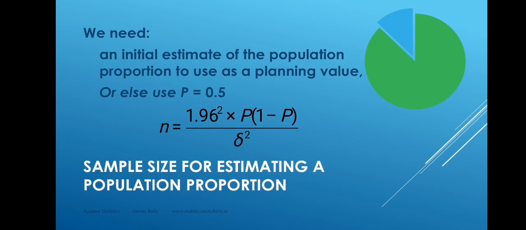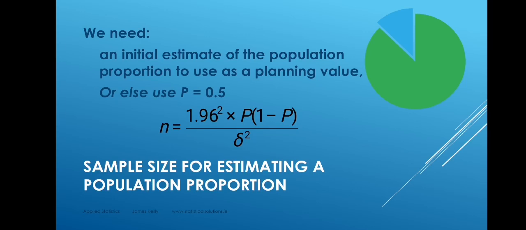Because 0.5 is the most difficult proportion to estimate. It's easier to estimate proportions close to 0 or close to 1 than it is to estimate proportions close to 0.5, because the standard error of proportion is at its maximum when the population proportion is 0.5.